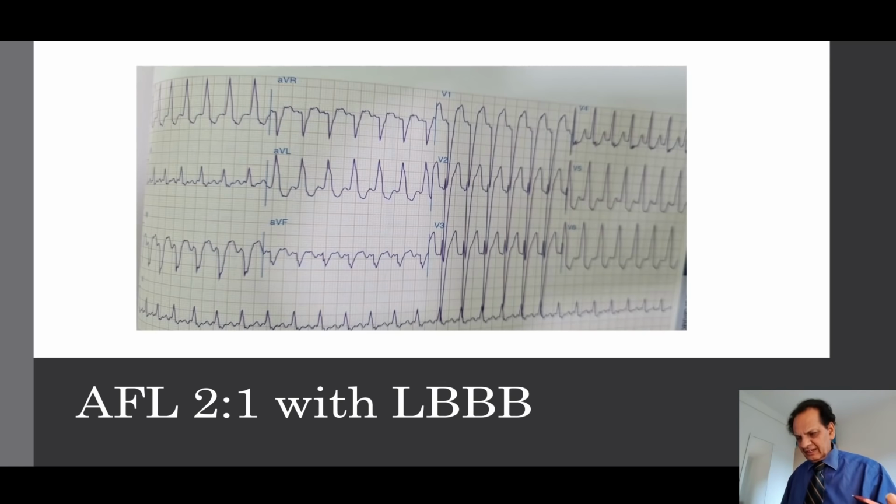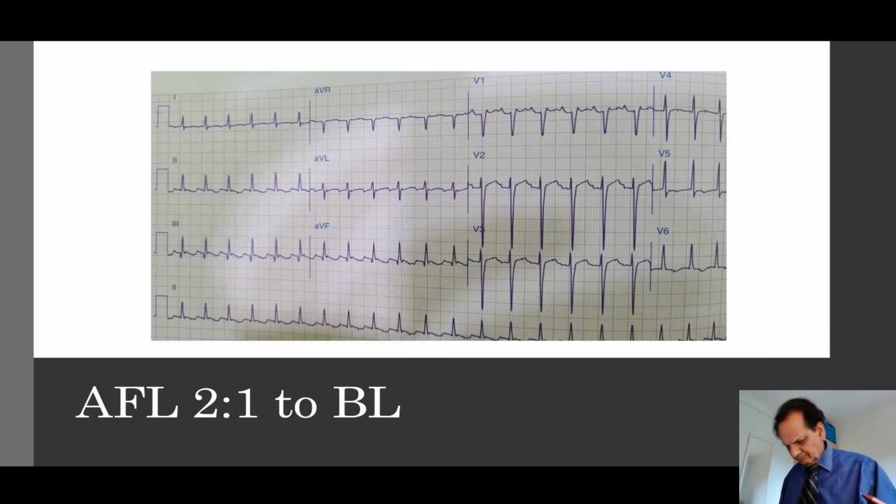Flutter with left bundle branch block. Important to see: one P is clearly seen, another P is behind the QRS complex. This is a kind of regular rhythm with some P waves available. Never forget a flutter. The rate is very high. 2:1 block, the most common flutter.